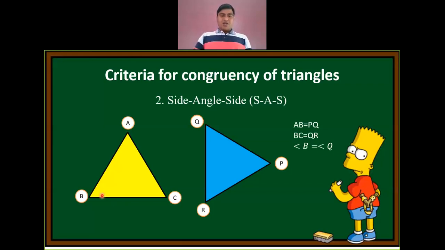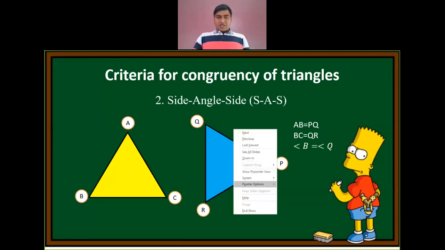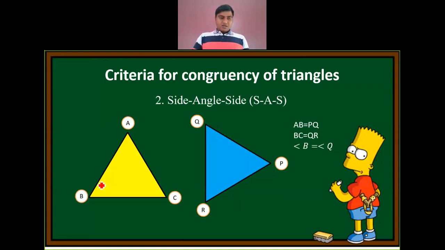So angle B equals angle Q, as AB, PQ and BC, QR are corresponding sides, and Q is the included angle. So included angle equals included angle. Then we can say that two triangles are congruent to each other. Now verify using rotate and transform.